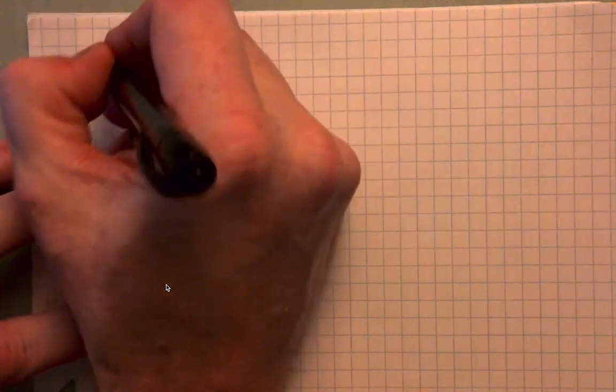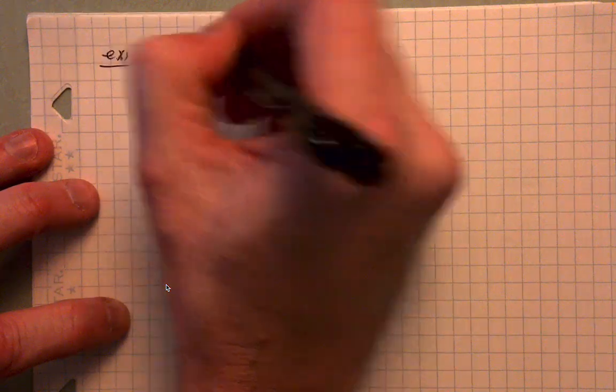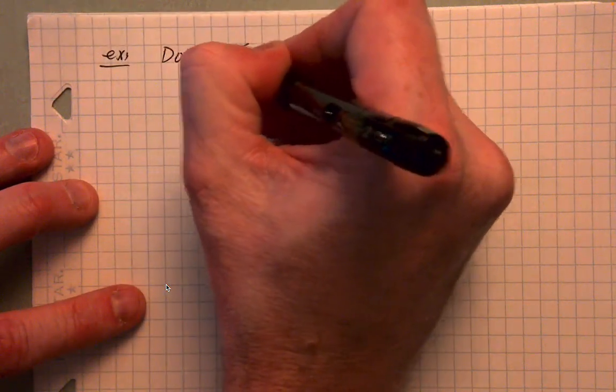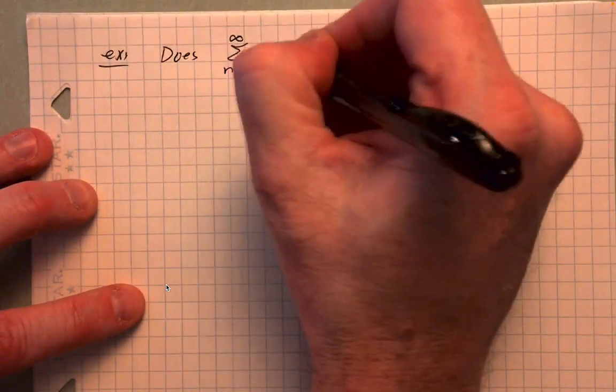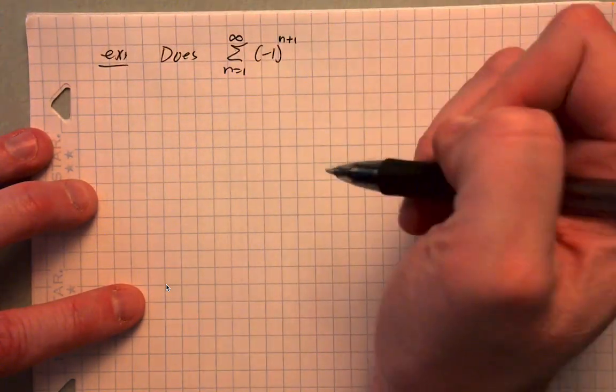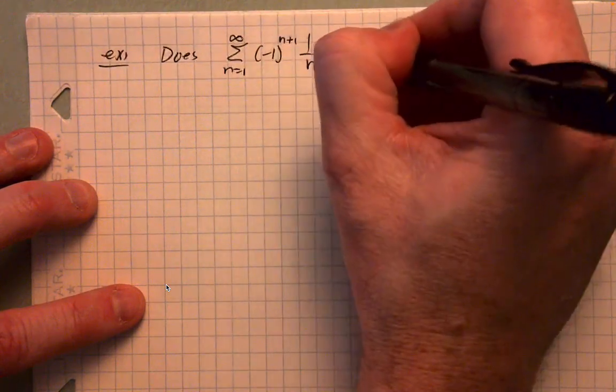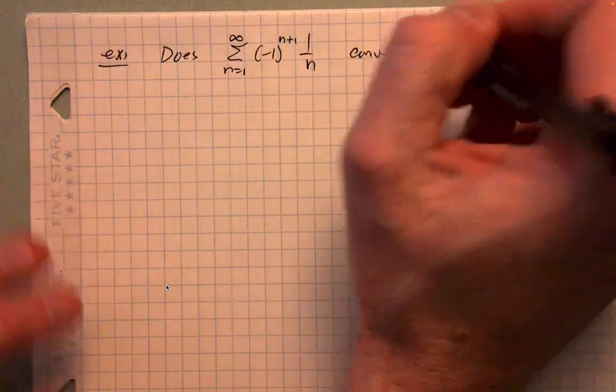Okay, very good. So let's take a look at some examples. This is kind of how these sections go: you start with some definitions, then you bang out a test or two, and maybe prove it if you can, and then you do some examples. So here's the question. Does the series n equals 1 to infinity of -1 to the n plus 1 power times 1 over n converge? Does this converge?